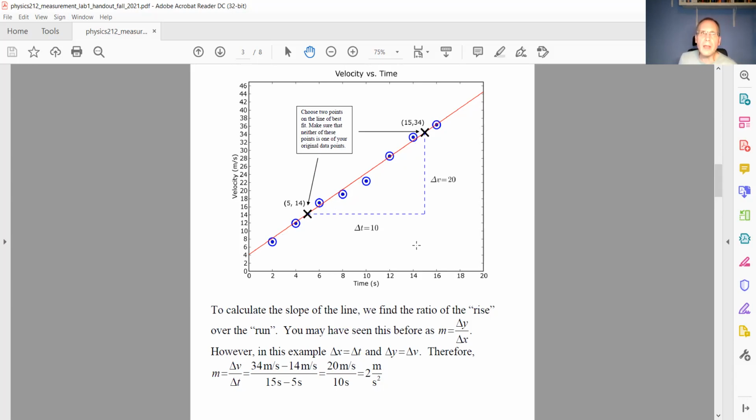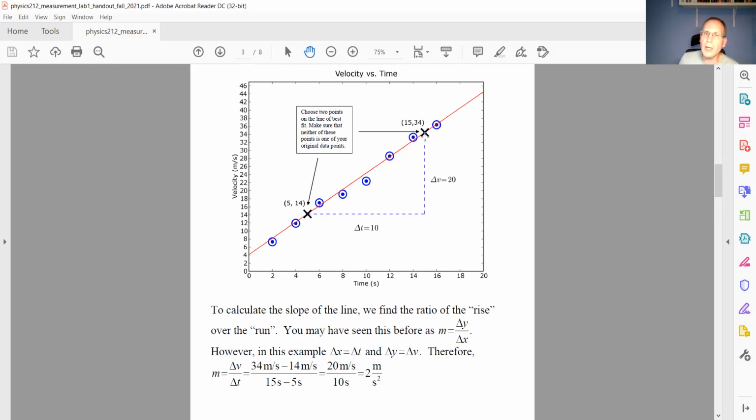So the one thing that you don't want to do when you calculate the slope is you don't want to just use two of your original data points. What you want to do is you want to do the line of best fit first, and then pick 2 points on that line. So in this case, right here, I chose this point where this X is, where I have 5, right? So 5 seconds is my X variable, my independent variable, which is time in this case. And then comma 14, 14 is my dependent variable, right? That's the velocity. So 5 comma 14.